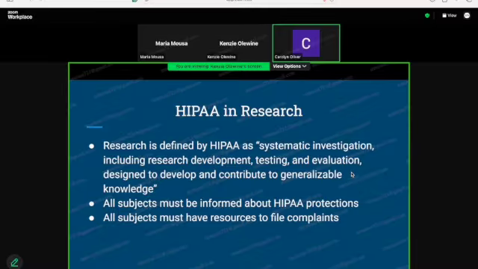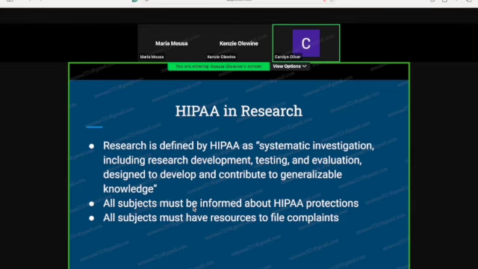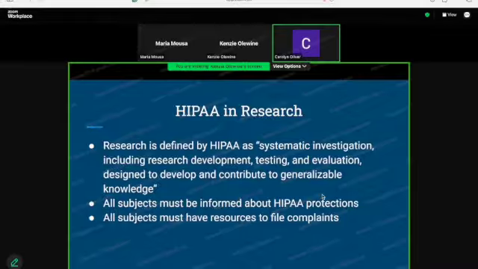So, HIPAA in research specifically, the important thing to know is how HIPAA defines research, because this is what warrants whether or not exemptions or further applications are needed. They define it as systematic investigation, including research development, testing, and evaluation, designed to develop and contribute to generalizable knowledge. So all subjects should be informed about HIPAA protections that are in place and available to them in research. And then also, if there are any issues, all subjects should be given the resources to file any complaints if they feel like there's anything going on that shouldn't be going on with their privacy.